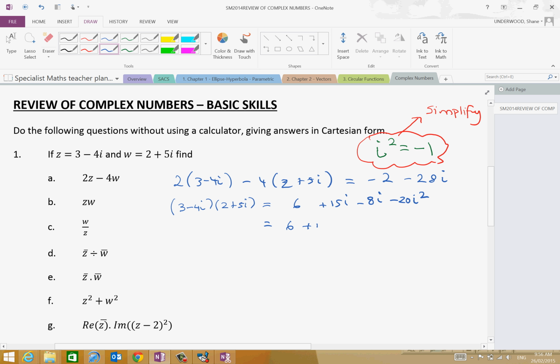6 plus 15i minus 8i minus 20i squared. Well, we just discussed that. What does that equal to? Plus 20. Thank you. Good. So the answer, therefore, is 26 plus 7i.